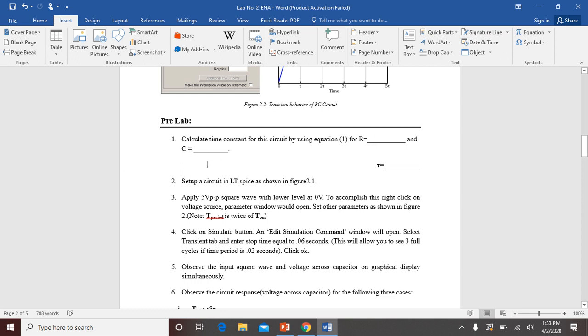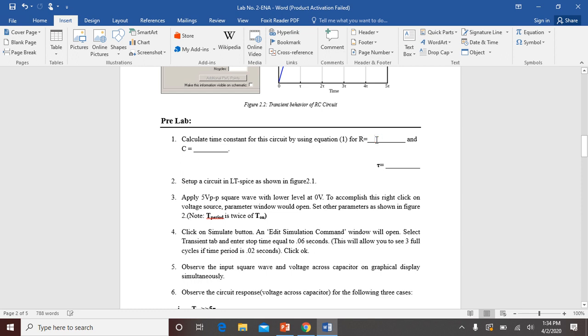Since the values of R and C are not mentioned, that means it's our own choice, or we are not restricted to use some particular value. But I would instruct you to use your roll number as the value of your resistance and capacitance. Let's say, for example, your roll number is EE-1811 20. Since you have a 6-digit roll number, take the first 4 digits of your roll number as the value of resistance and the last 2 digits as the value of capacitance.